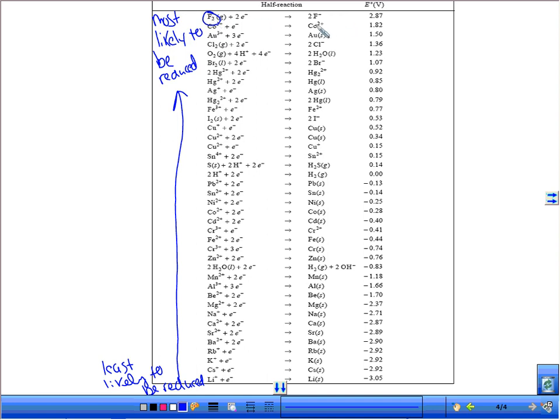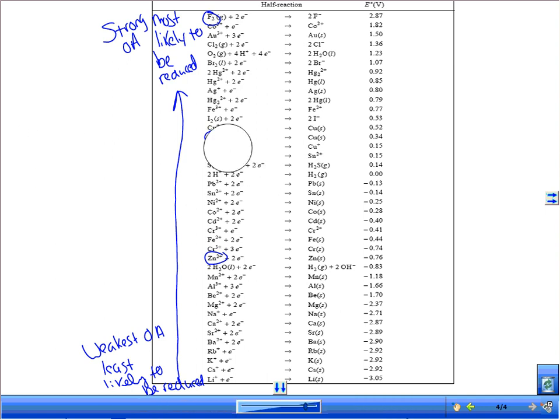Now if we think of this the way it's written, if this is being reduced, then this would be labeled as an oxidizing agent. So up here we would have the strongest oxidizing agent, also known as an oxidant. Down here we would have the weakest oxidizing agent. So if I ask who's the stronger oxidizing agent between copper 2 and zinc, well, he's up higher in the chart. He is a stronger oxidizing agent, copper 2 is.